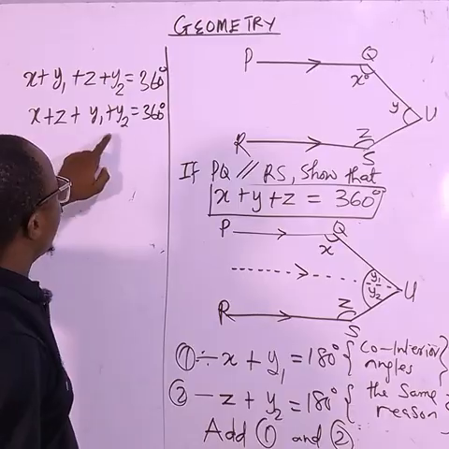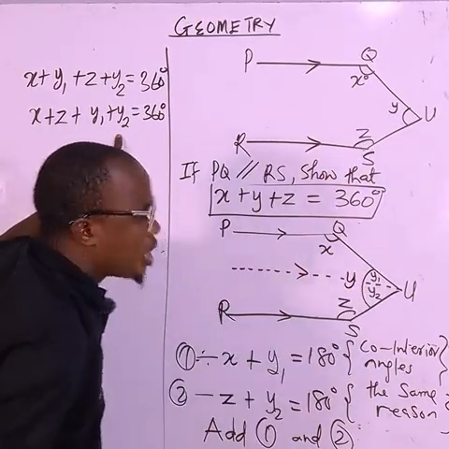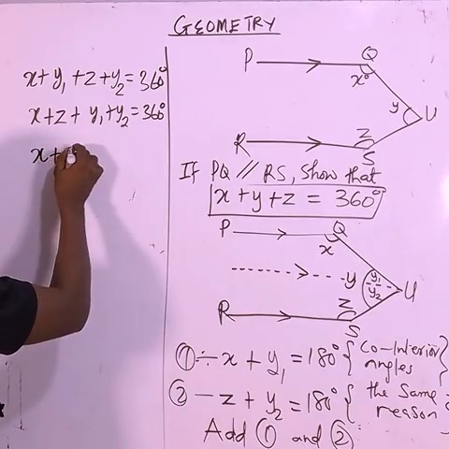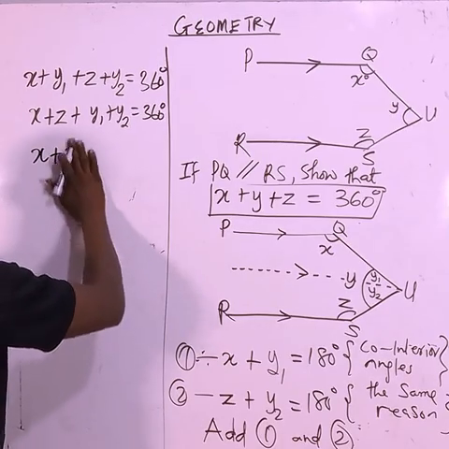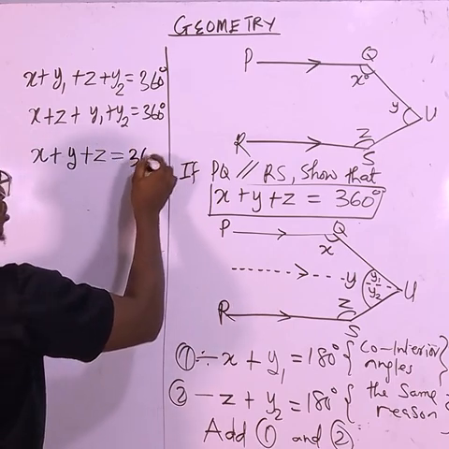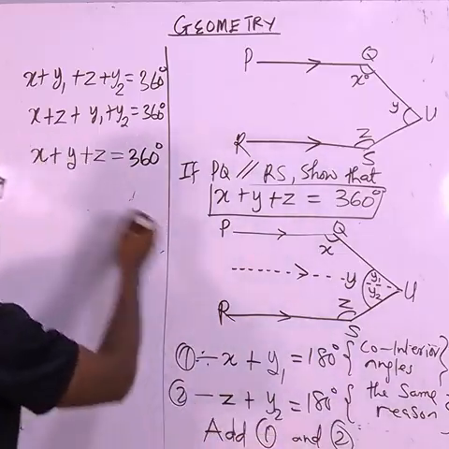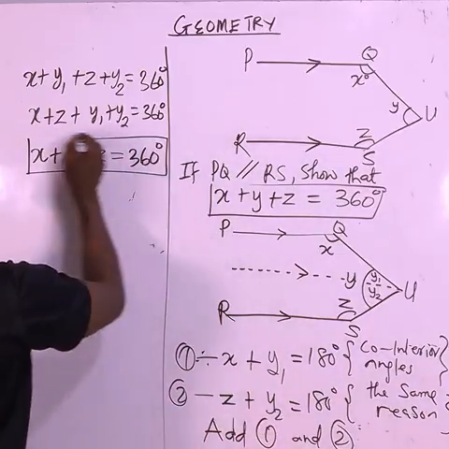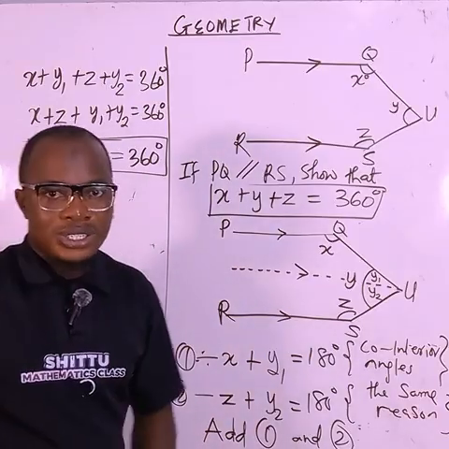So what is Y1? What is Y2? Y1 and Y2 is Y in total. So we're going to have X plus Y plus Z equals 360 degrees. And that is what the question asks us to do, to prove that X plus Y plus Z equals 360 degrees.